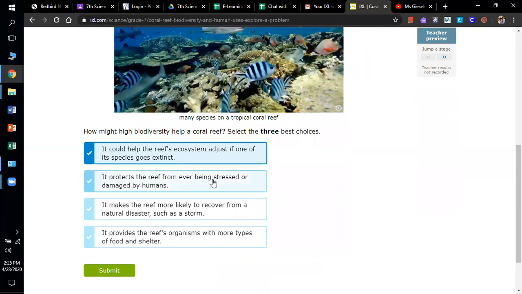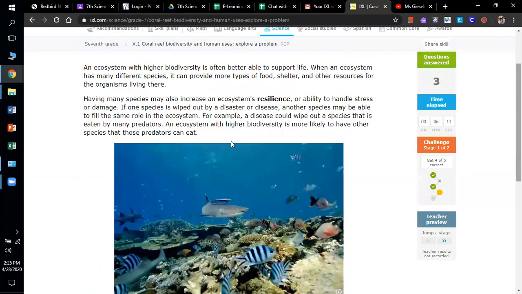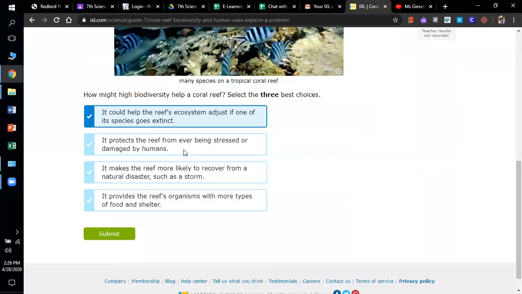It protects the reef from ever being stressed or damaged by humans. An ecosystem with higher diversity is often better able to support life. When an ecosystem has many different species, it can provide more types of food, shelter, and other resources. So it protects the reef from ever being stressed or damaged. It makes the reef more likely to recover from a natural disaster.